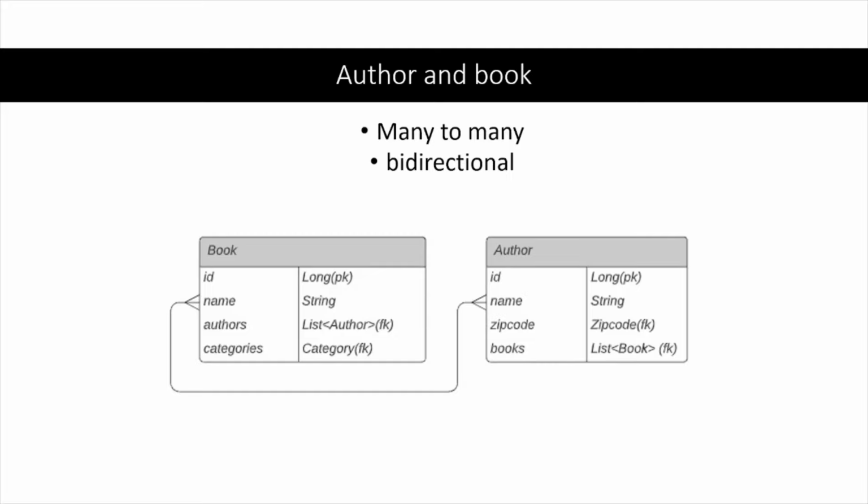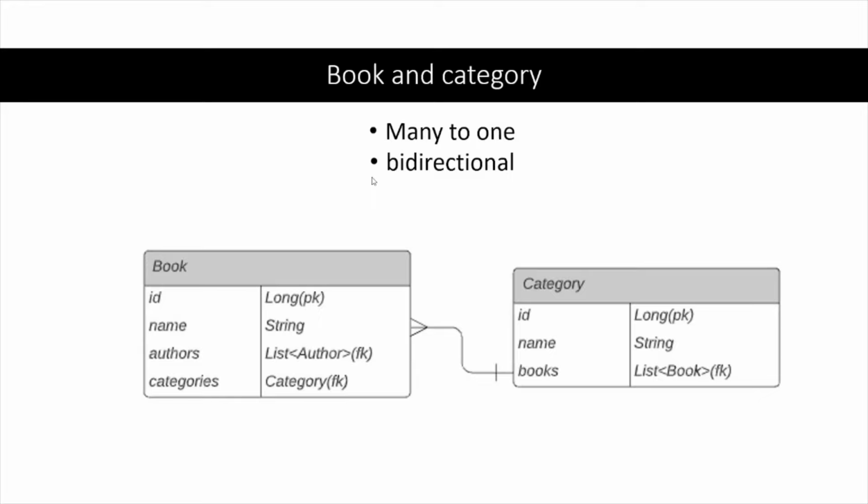The author and book entities will have a many-to-many relationship. This means that author can have multiple books and books can have multiple authors. This relationship is a bidirectional relationship. This means that book entity has a reference to the author entity and the author entity has a reference to the book entity.